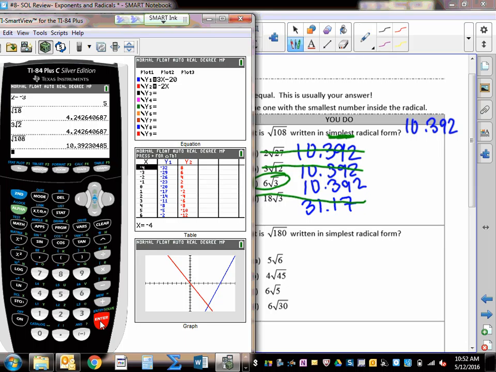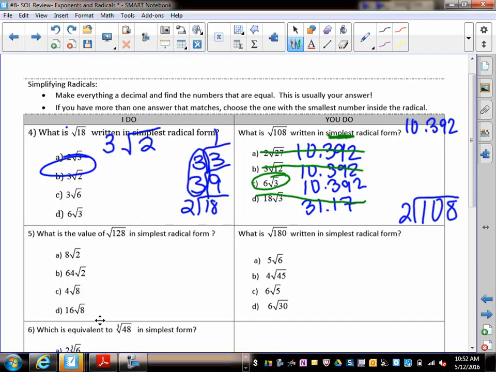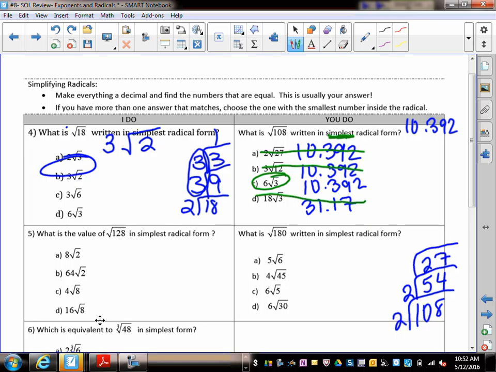All right. To do this for real though, we would break down 108. What can we reduce that by, or what goes into it? 2, which gives me 54. What can we do with 54? 2, which is 27. What can we do with 27? 3, which is 9, and then 3, which is 3, and then 3, which is 1. So remember, if we break it up by division, we put it back together with multiplication.